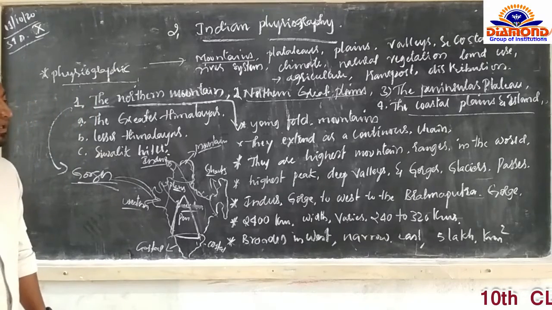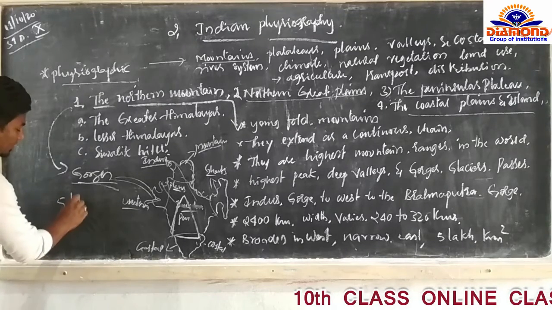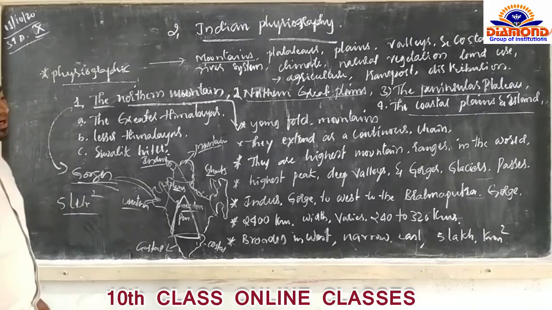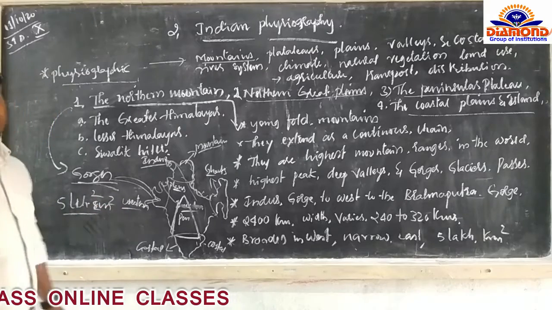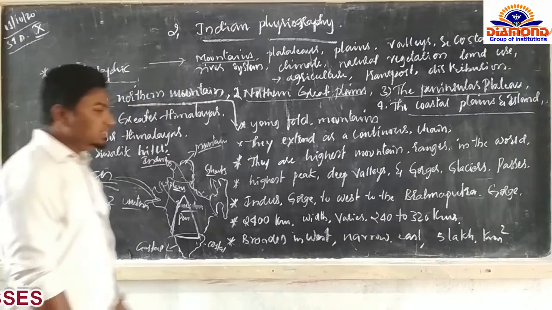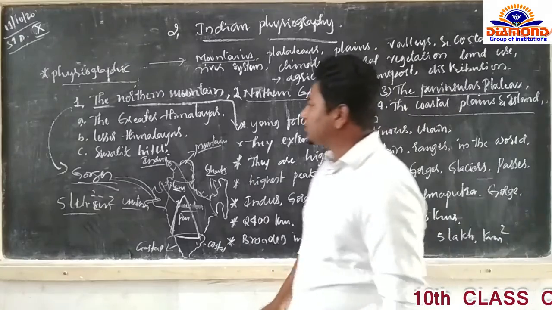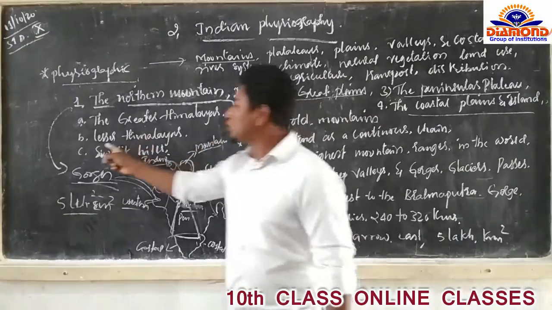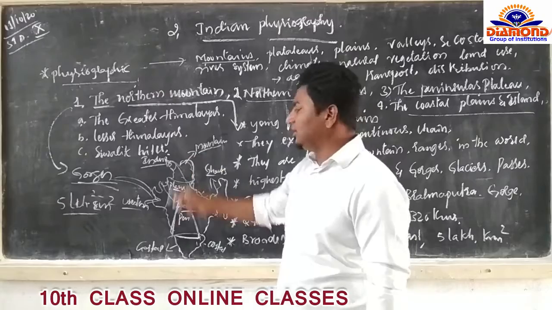Completely, the ranges of the northern mountains occupy 5 lakh square kilometers. These mountains are divided again into 3 types. They are called the Greater Himalayas, the Lesser Himalayas, and the Shivalik Hills.